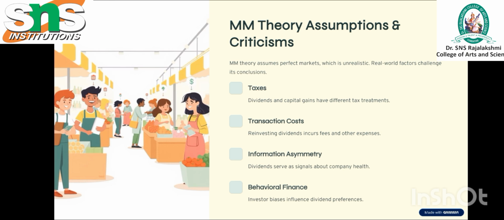This slide depicts MM theory assumptions and criticism. MM theory assumes a perfect market, which is unrealistic. Real-world factors challenge its conclusions. First one, taxes. Dividend and capital gains have different tax treatment. Transaction cost. Reinvesting dividends incurs fees and other expenses.